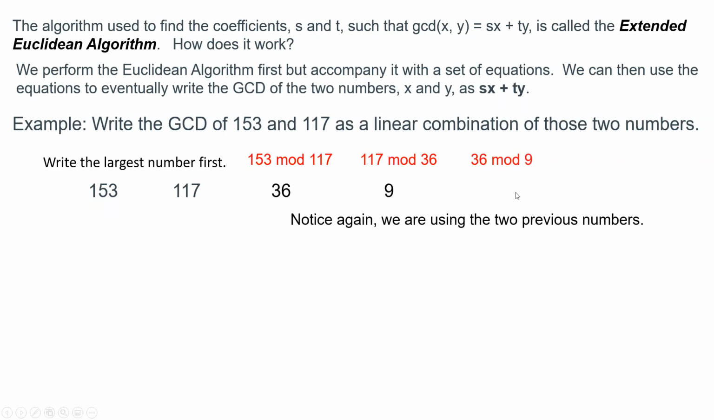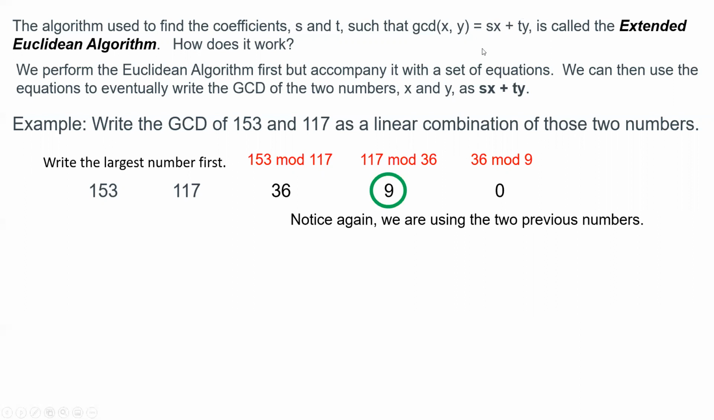And this is one we already did. So we've already done this part here. And we got down to 0, right? So what did we say? We said then we step back from 0 one step, and that's our GCD. So we know that the GCD is 9, but we don't have this yet.